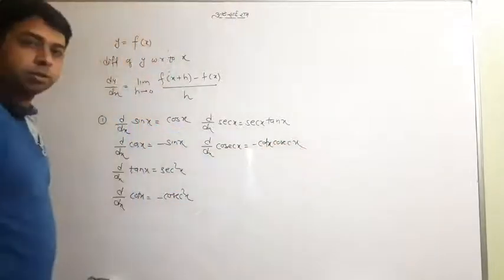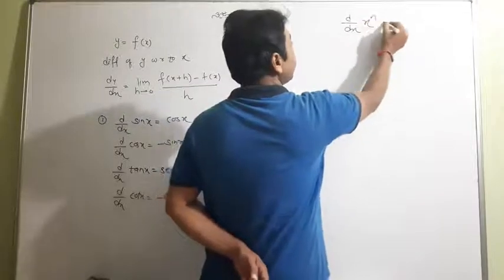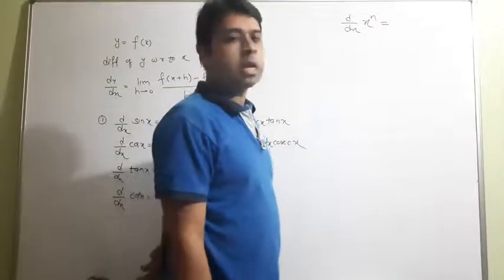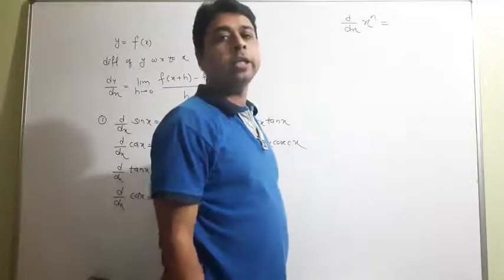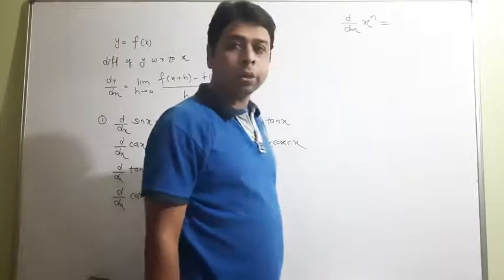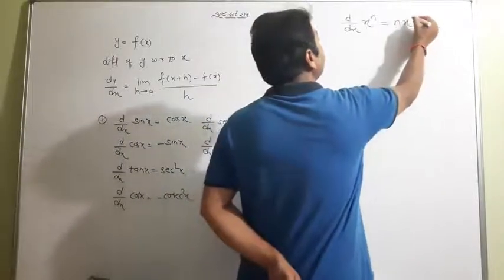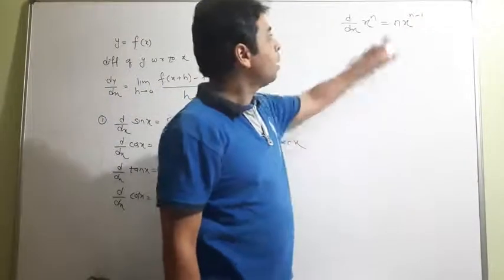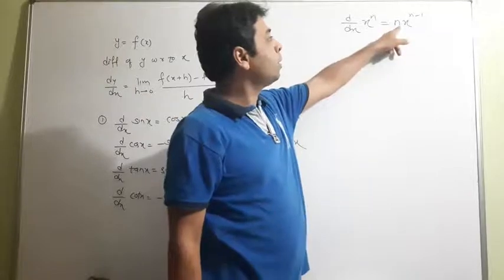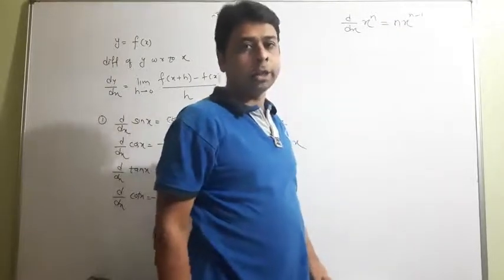These were the laws. Furthermore, we had some important laws, which I am writing here, especially d by dx of x to the power n. Please understand about x to the power n, where n is any number, meaning any positive or negative or any real number maybe. The differentiation of that kind of function is n x to the power n minus 1. That is well known. The power will come in front and then 1 decreases from the power: n x to the power n minus 1.